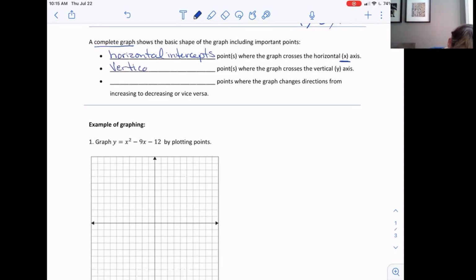We also have vertical intercepts. And those are the points where the graph crosses the vertical axis. And then we have turning points. And these are the points where the graph changes directions from increasing to decreasing or vice versa. So if I had a graph like this, that would be a turning point, or this would be a turning point, like local maximum and minimum values there.